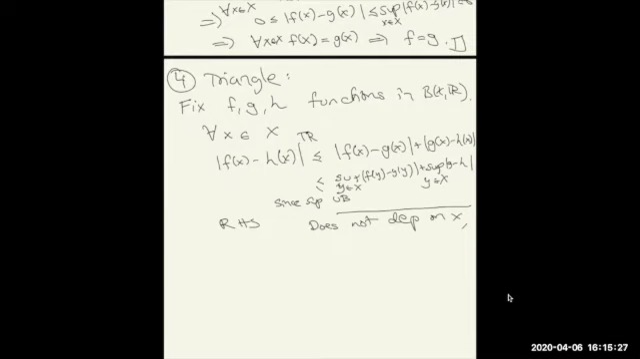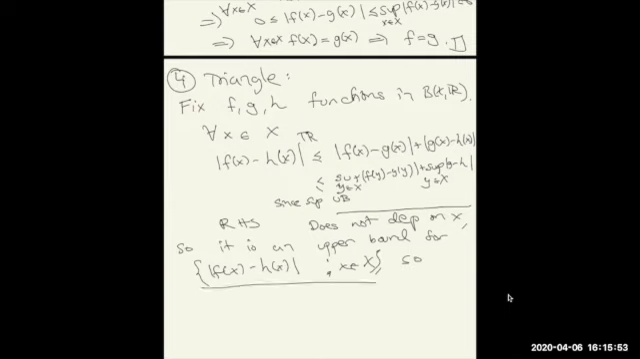So it is an upper bound for the set of values |f(x) - h(x)| for all x. So if we take the supremum of this set, it is the least upper bound, and therefore it's less than that.